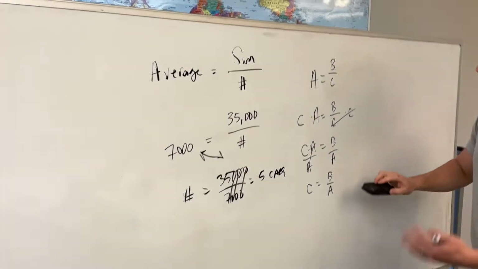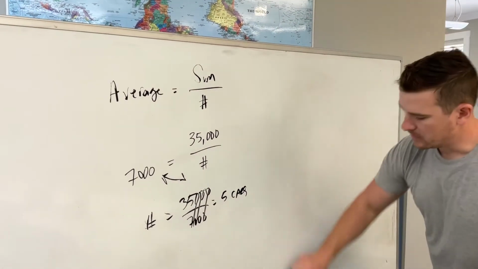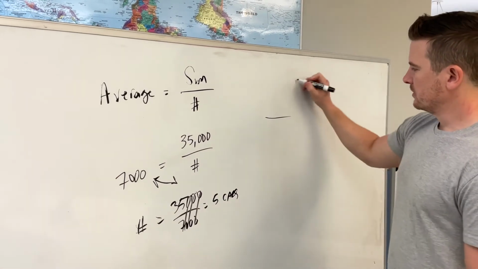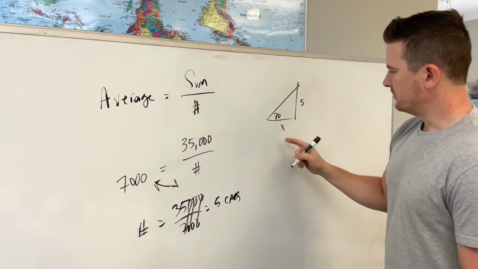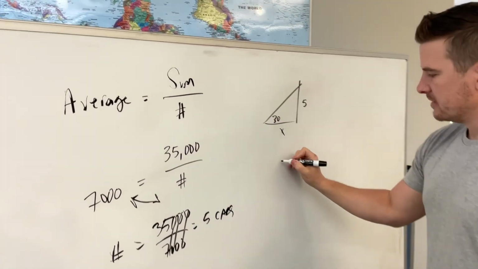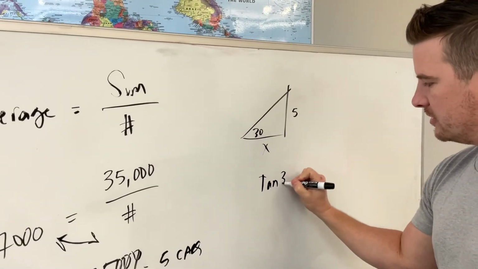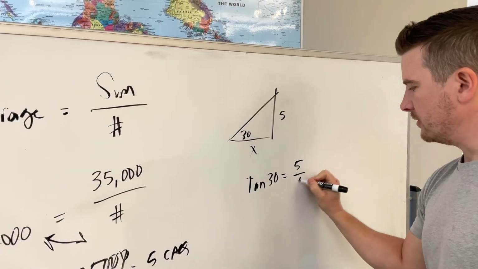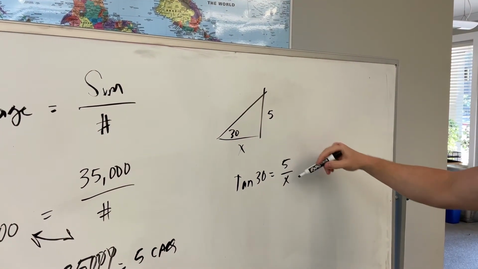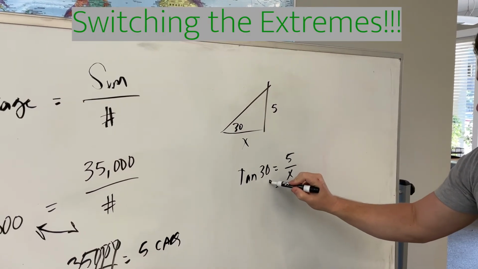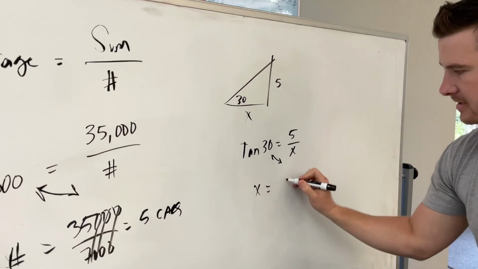A few years later, when you're maybe a junior in high school, you might be doing a trigonometry problem where you have a 30-degree angle here. Let's say this is the unknown side. We want to solve for this side. Well, the tangent of this 30-degree angle is 5 over x. And again, we have this unknown, it's in the denominator, but if we know that we can switch these extremes, we have x isolated real quick.